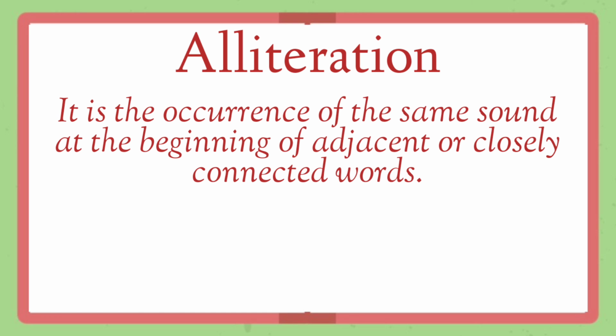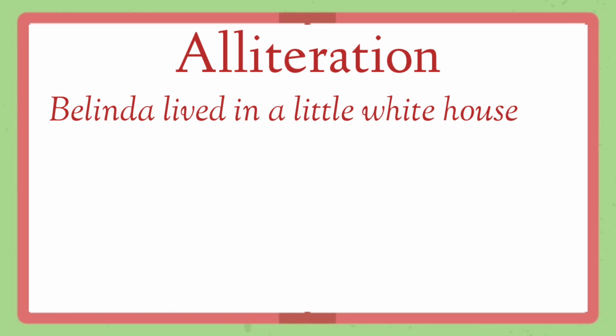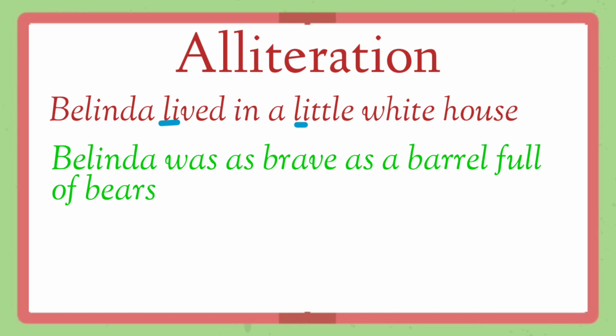Then the poet has used alliteration, and there are many examples of alliteration. Alliteration, as you know, is the occurrence of the same sound at the beginning of adjacent or closely connected words. So the first example is "Belinda lived in a little white house." Here the sound of L is being repeated. Then we have "Belinda was as brave as a barrel full of bears." The B sound is being repeated here.